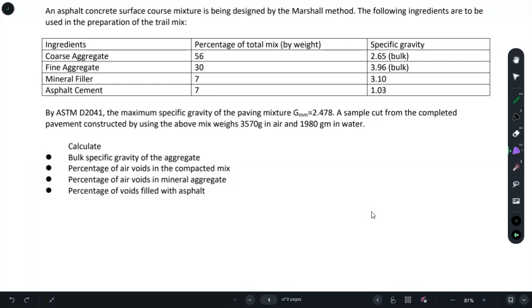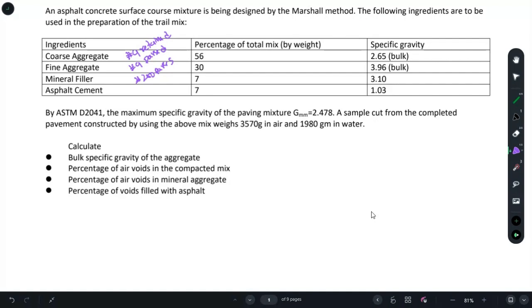If your aggregate is retained on number four sieve, we call that coarse aggregate. If it passes number four sieve but is retained on 200 sieve, we call that fine aggregate. But if your aggregate passes 200 sieve, we call that mineral filler, and the other one is asphalt cement.